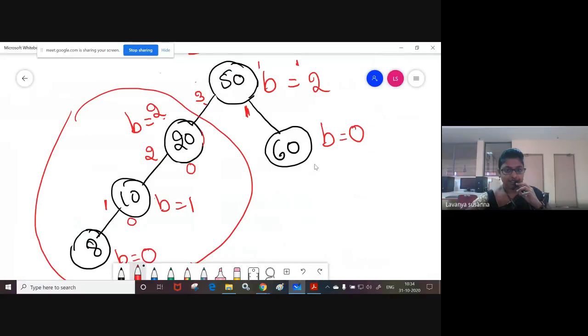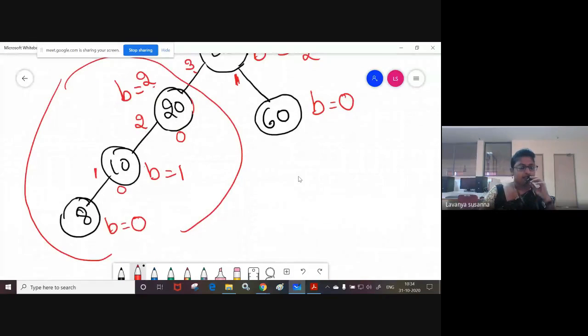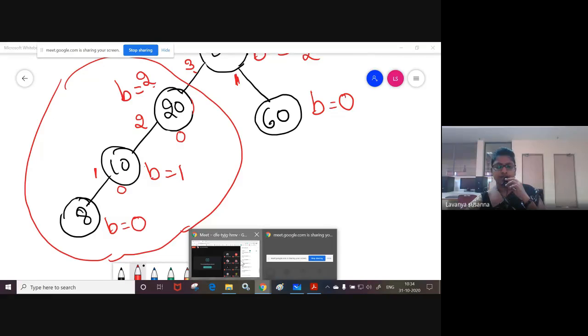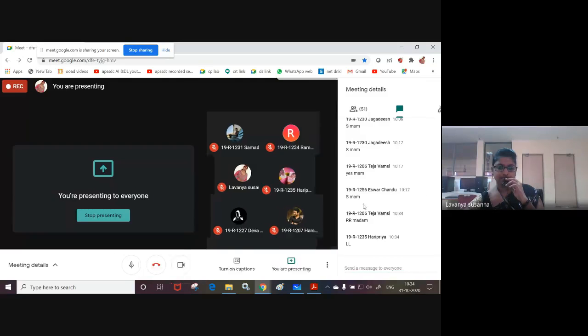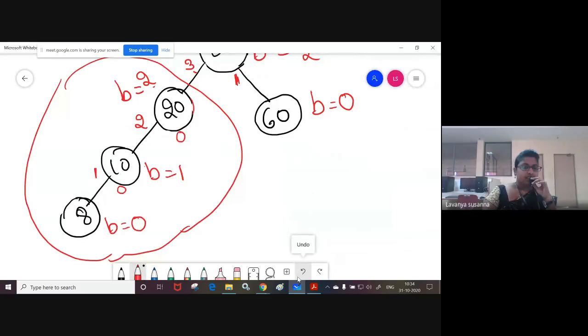Once again, see here at node 20, it is not balanced. Now, from node 20, you need to apply some rotation. Remaining students, Haripriya, Meghana, Rajalakshmi, Neelaveni, Mahesh Babu, Harshita. Yes, very good, Haripriya. LL rotation. Yes, see here. Once again, see, take the deeper path. From node 20, take the deeper path. What is the deeper path? Left path.